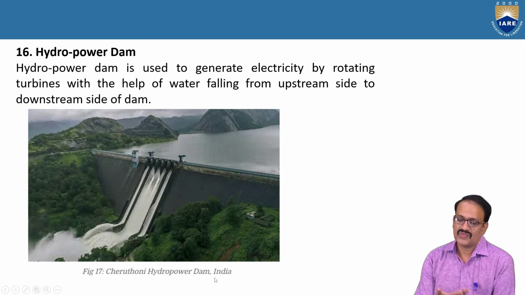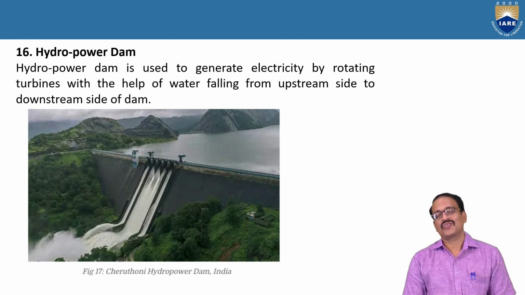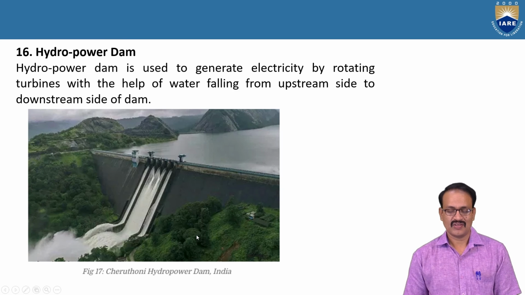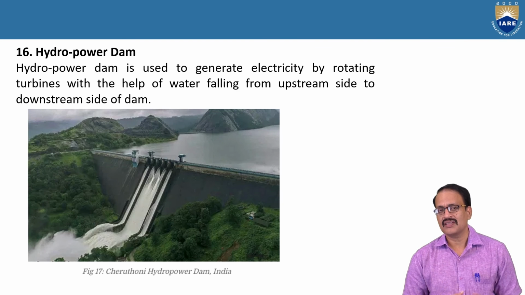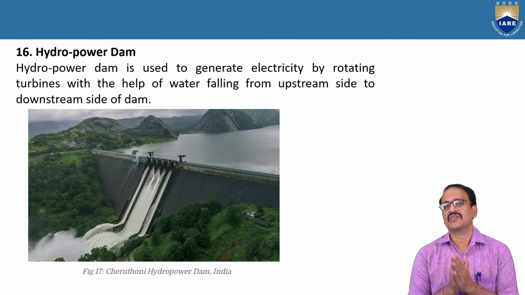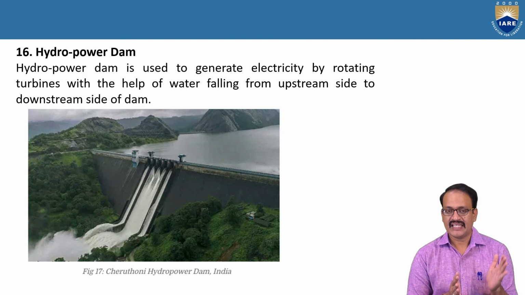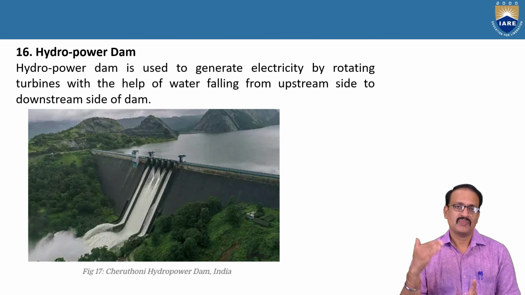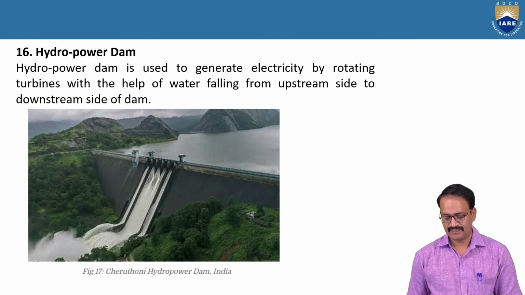Hydropower dam. If you want to produce hydropower, it is a hydropower dam. Hydropower dams are majorly divided into three categories: low head, medium head and high head.